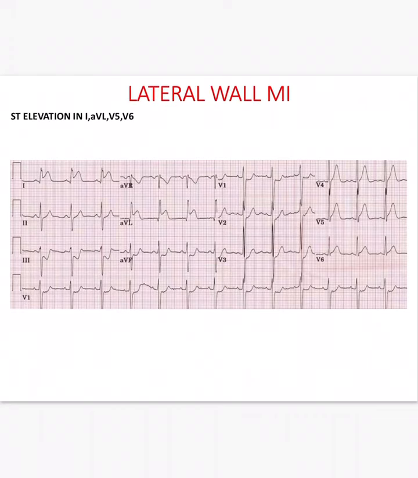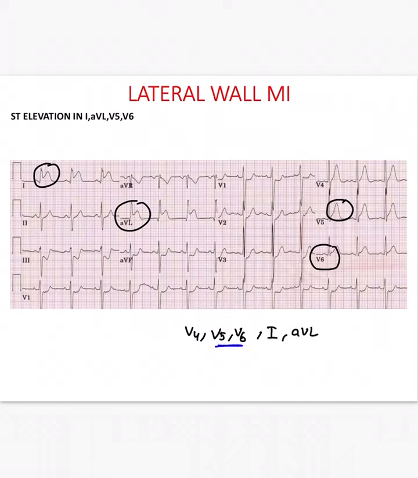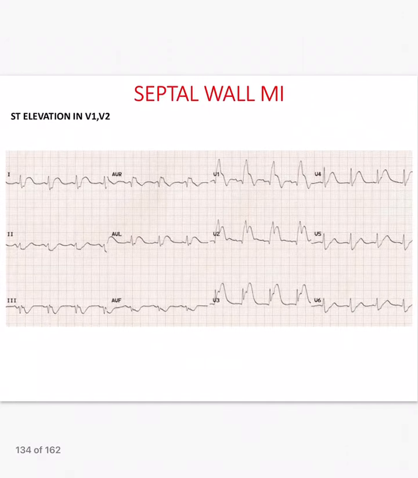Now see the next one. In which leads do you find the ST segment elevation? Try to have a look here. ST segment elevation here you find. Then ST segment elevation you find here also, and here also. So V5 shows, V6 shows, and V4 also shows some part of ST elevation. Then ST elevation is seen in lead 1 and aVL. Try to see V5, V6, 1, aVL, all point toward lateral wall MI.